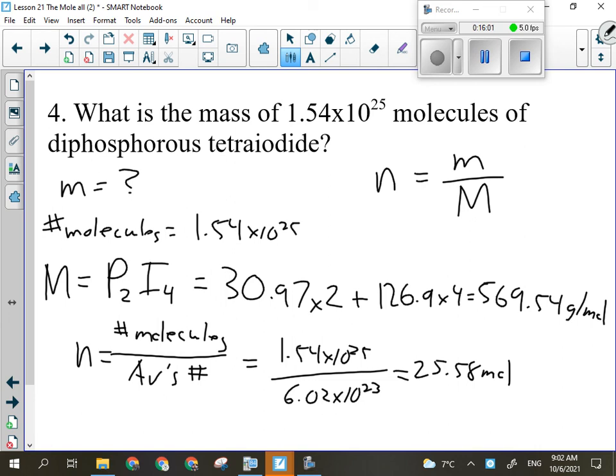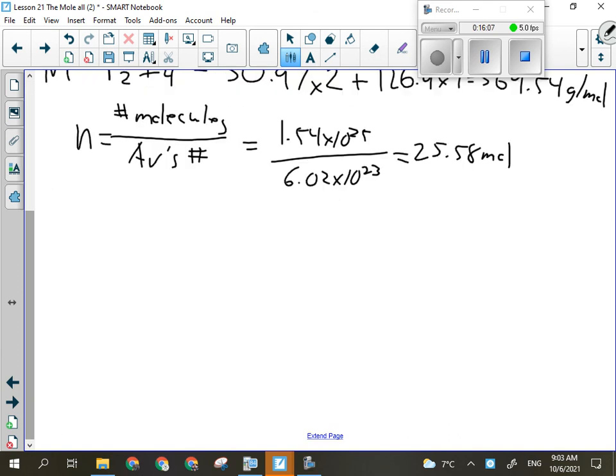All right, so now I have n and I have big M. So now I can calculate mass. So I'm going to take the mole equation and I'm going to manipulate it for little m. How do I do that? Times big M on both sides. Right, multiply both sides by big M. Right? And you'd get a mark for that.